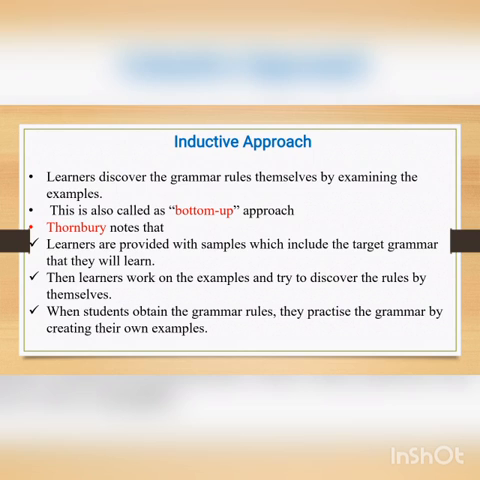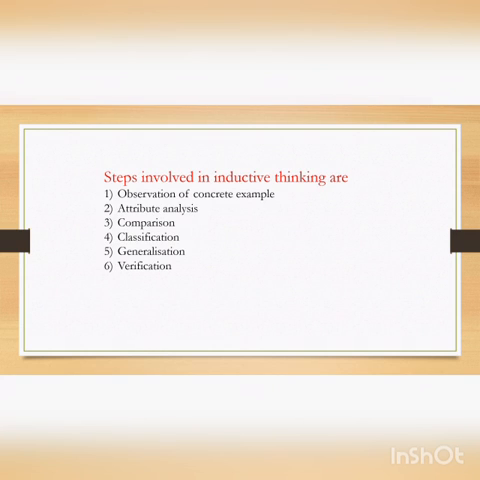Thornbury notes that learners are provided with samples which include the target grammar that they will learn. Then learners work on the examples and try to discover the rules by themselves. When students obtain the grammar rules, they practice the grammar by creating their own examples. Steps involved in inductive thinking are observation of concrete example, attribute analysis, comparison, classification, generalization, and verification.